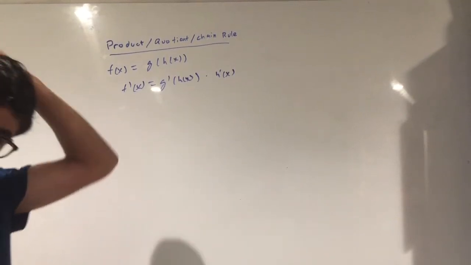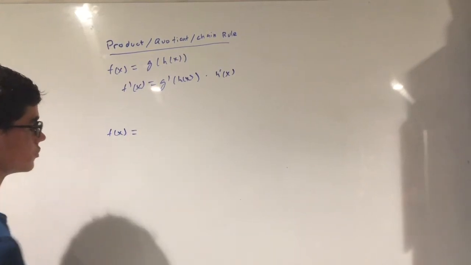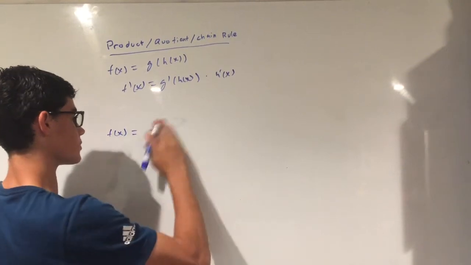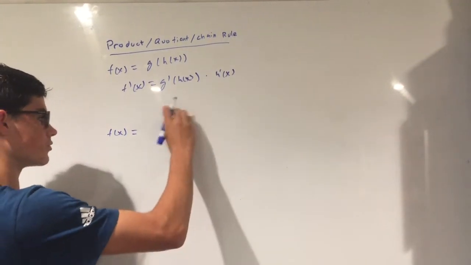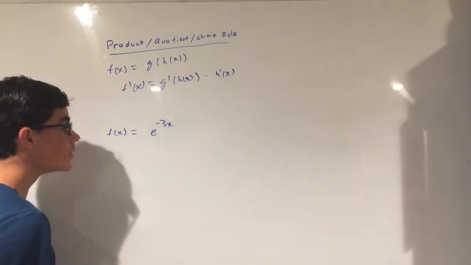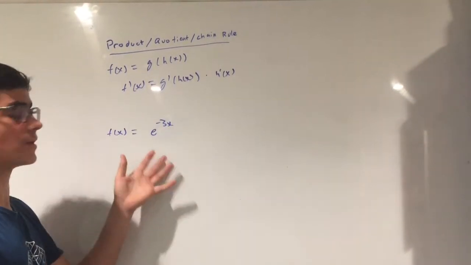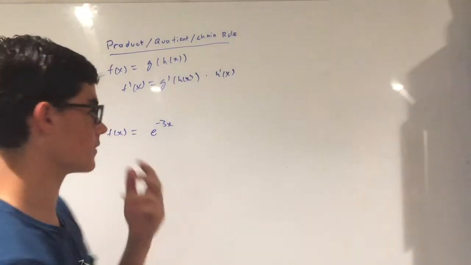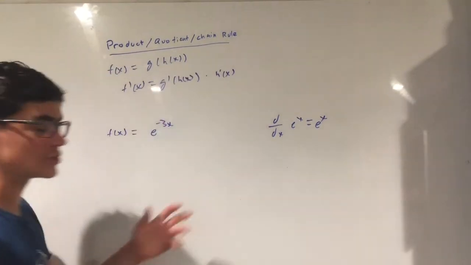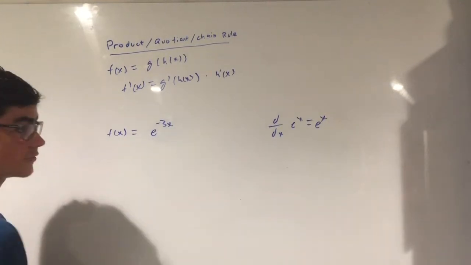To hop into an example of this, we can represent f of x as, let's say, 5x. I'll run through 2 examples of this. First one will be e to the negative 3x. Now, e to the x itself is a very cool function, and we can explain in another video why the derivative of e to the x is equal to e to the x, which is really fun to think about. But right now we'll just give you this as a fact.